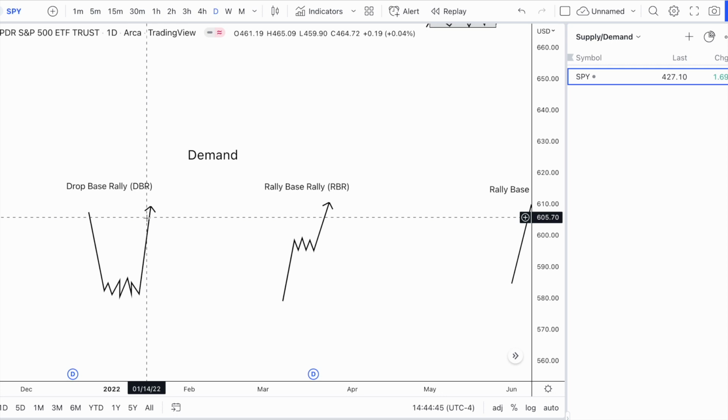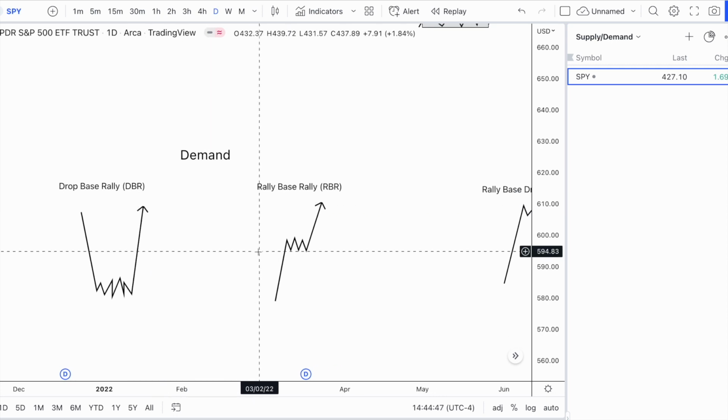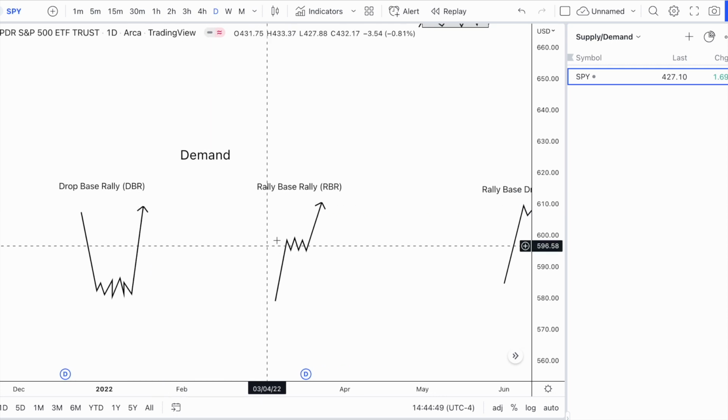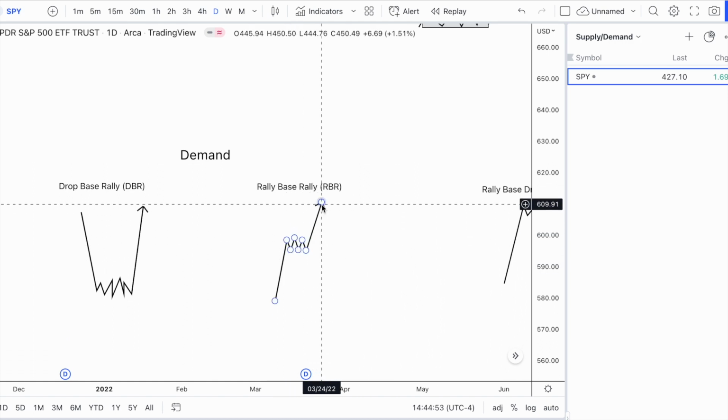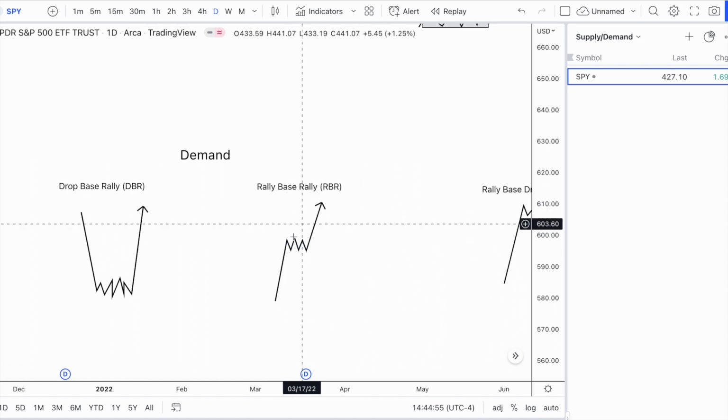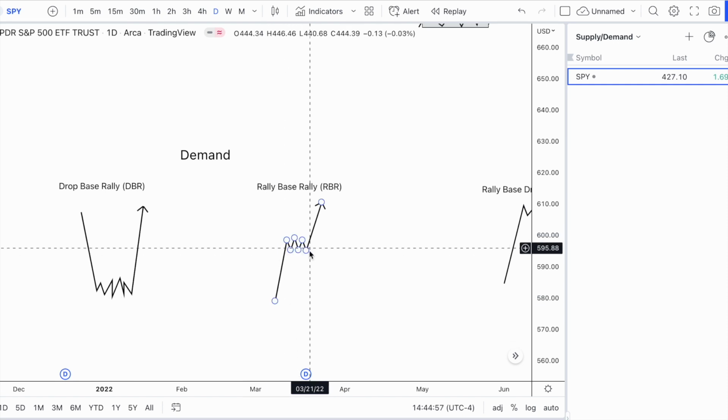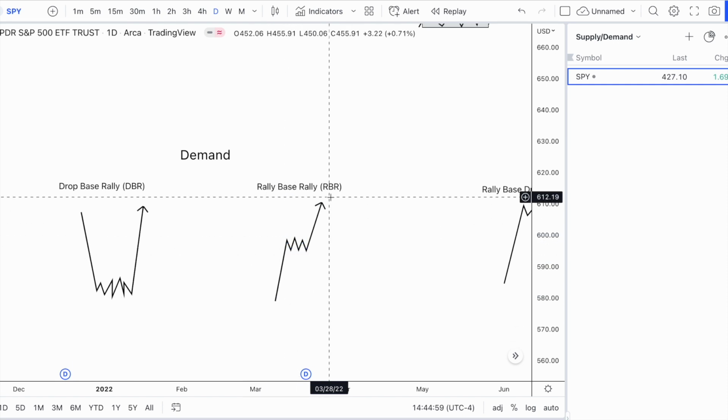So drop, this is the base, and then rally, right? Pretty simple concept. Then the other type of demand zone is a rally-base-rally. So price rallies, it consolidates, we have another fast price action move higher, that's another rally, right? So it's called a rally, base, rally. Very, very simple stuff, right? There's only 2 types of demand zones, and those are it.